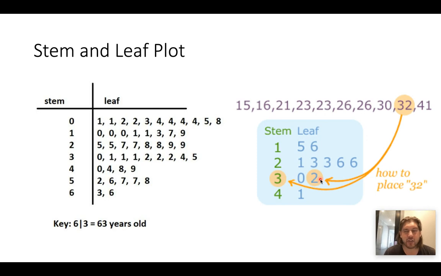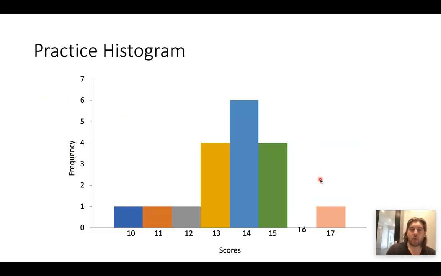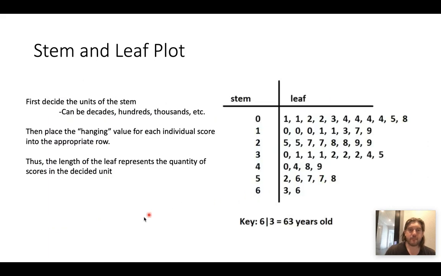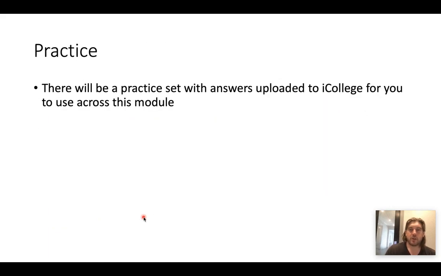Again, not super common in the sciences. It is a way to visualize data. I suppose there are some situations where you might want to use it, but you're much more likely to see one of these histograms in modern science. Much more likely to see one of these than you will ever see a stem and leaf plot. Okay. So that's where we're going to end.